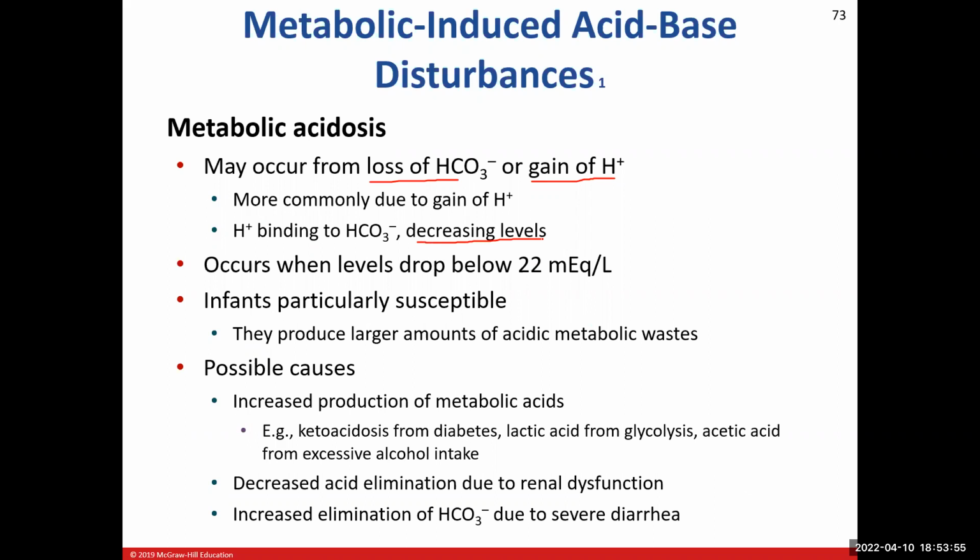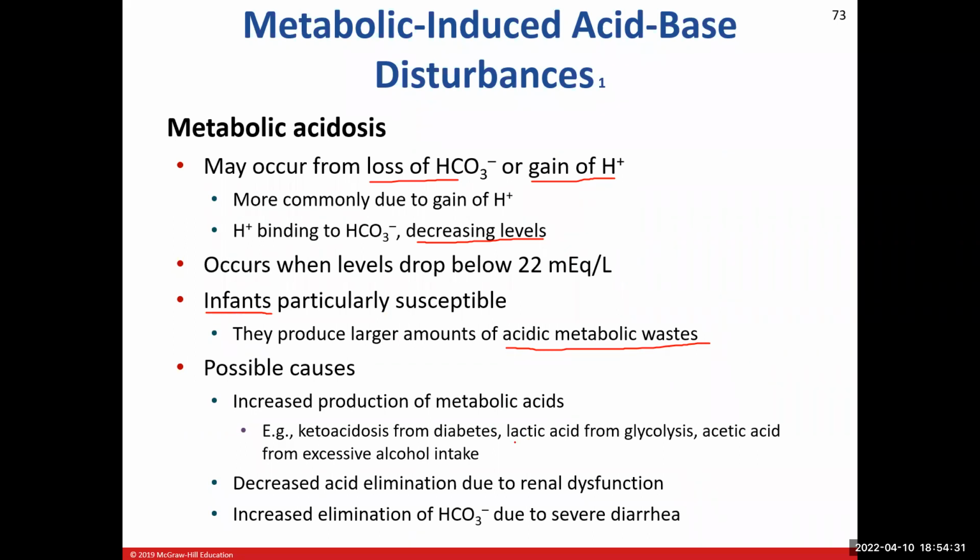And what we'll see here, especially with infants, because what do they do? They sleep and they poop and they pee, but they're growing, and so their cells are highly active. So their cells are going to produce a lot of metabolic waste, particularly acidic metabolic waste. And so we have to be careful with babies when dealing with that metabolic acidosis. It can come from a variety of different types of processes.